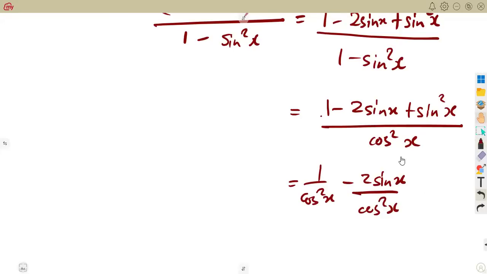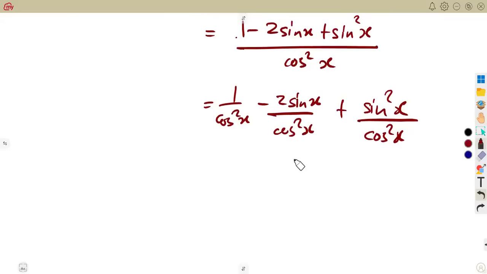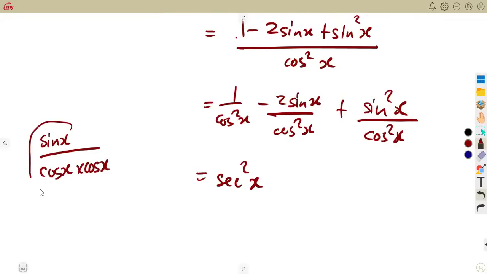This one was going to be a lot. But guys, there are different methods. Remember, it's an exam, so you can work the way that you want. 1 over cos is what? It's sec. Sine over cos, remember, there are 2 of them, so it's sine over cos times 1 over cos. Sine over cos is tan. So that's minus 2 tan x.